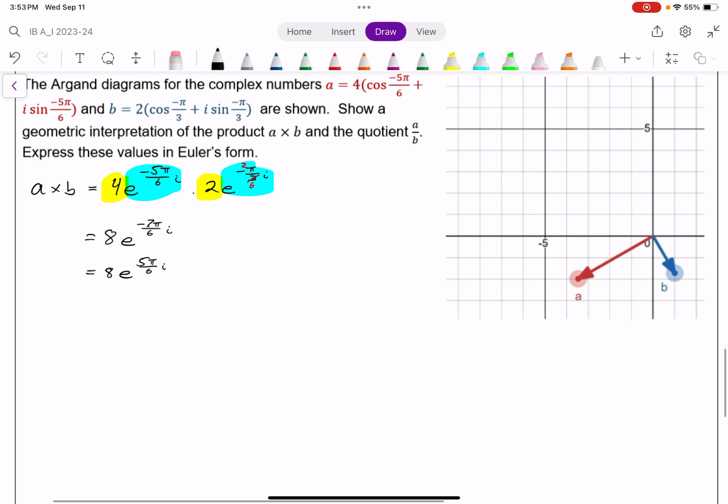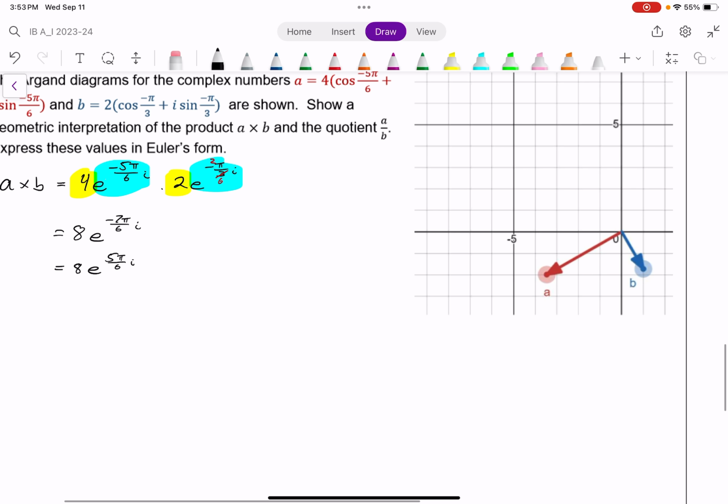So geometrically, let's think about what happened here. Well, first, where did this 8 come from? Well, that was just the length of these two being multiplied to each other. So my answer is, whatever the lengths of these are, just one times the other, the order doesn't matter. That represents the modulus or the absolute value or the distance of our new vector. But the angle, this 5 pi over 6, where did that come from? Well, really, I added these two angles together. They're both negative, but still I added them together.